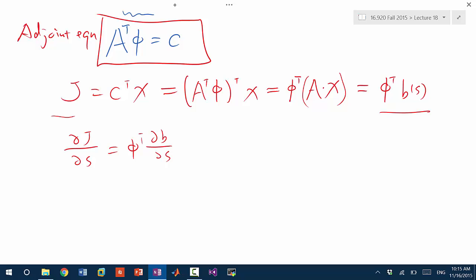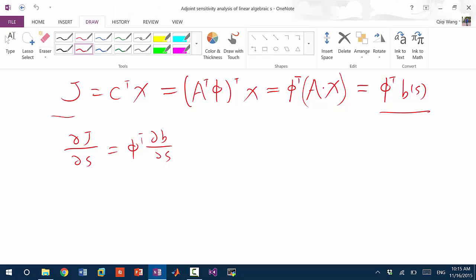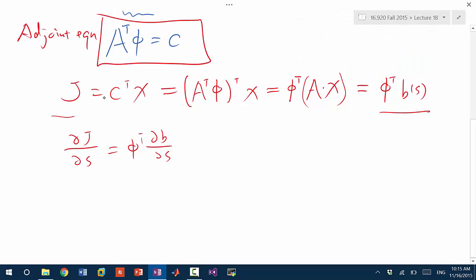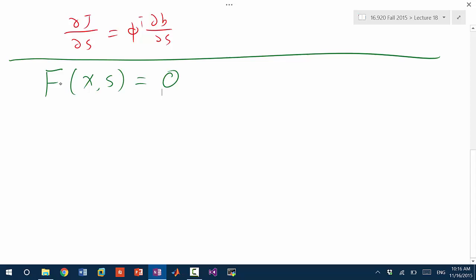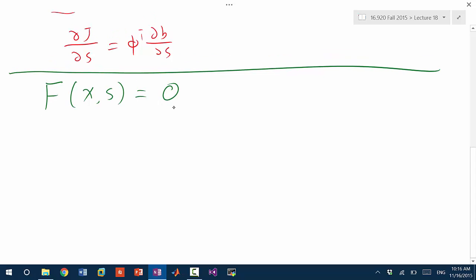How do I go to the more general case, where if we have a linear equation, the matrix itself may be dependent on the design variable? Or even a more general case, we have a nonlinear function f that is a function of x and s equal to 0. Right? What if we have a nonlinear algebraic system? We need to solve using Newton's method, or quasi-Newton's method.